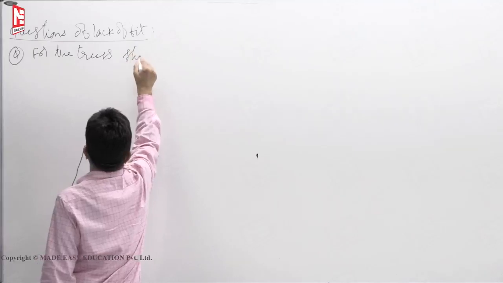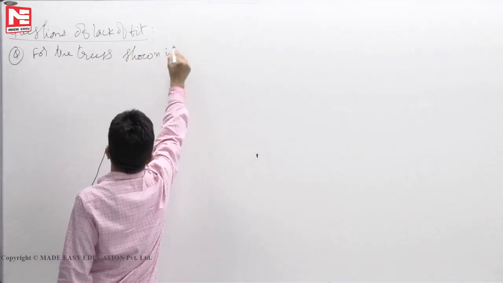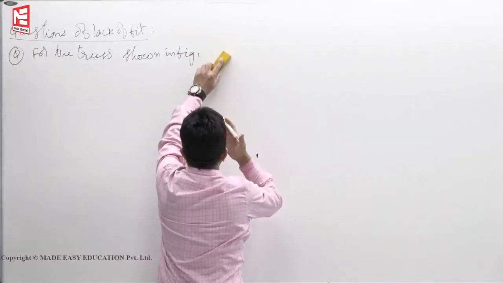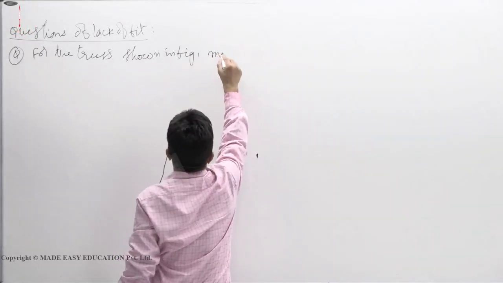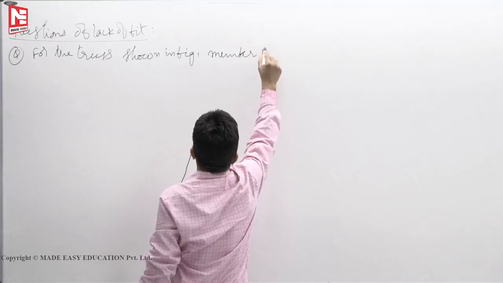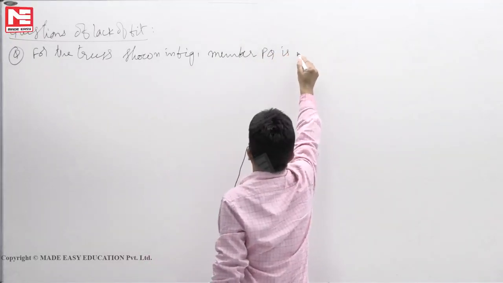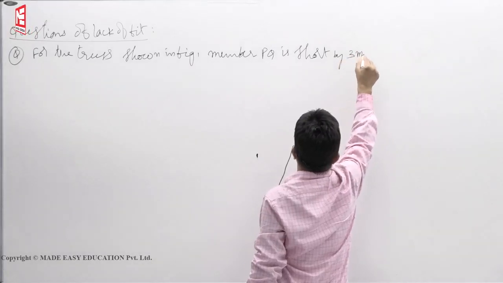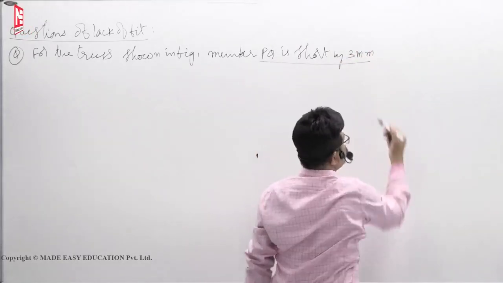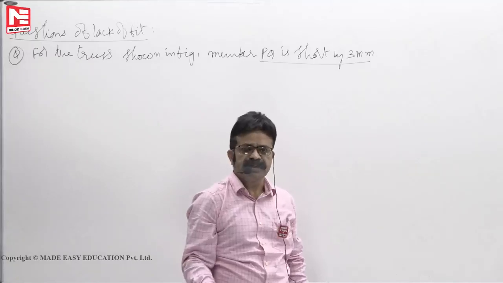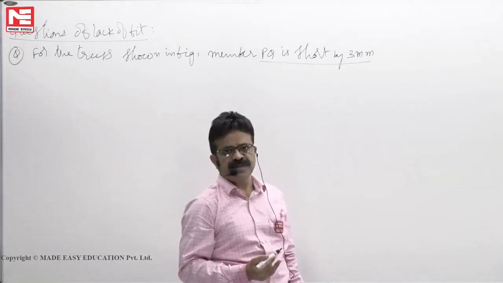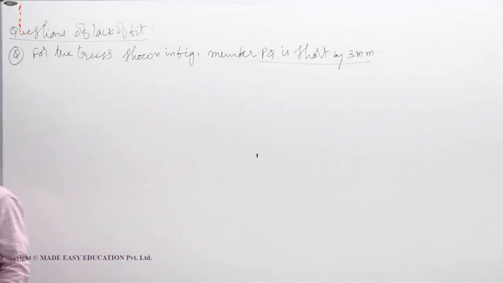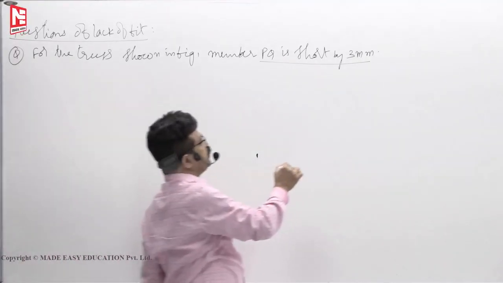For the truss shown in the figure, member PQ is short by 3 mm. PQ is short by 3 mm means we could not cut it properly, we cut it 3 mm less. It is short by 3 mm. The magnitude of vertical displacement.